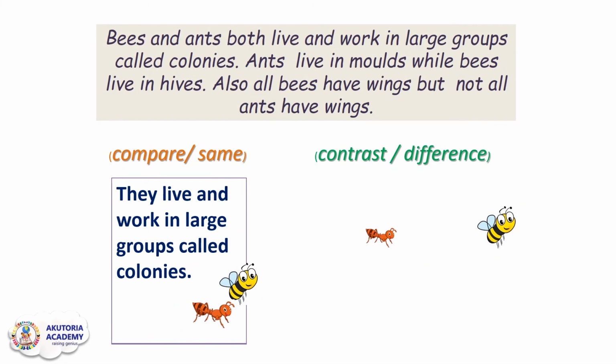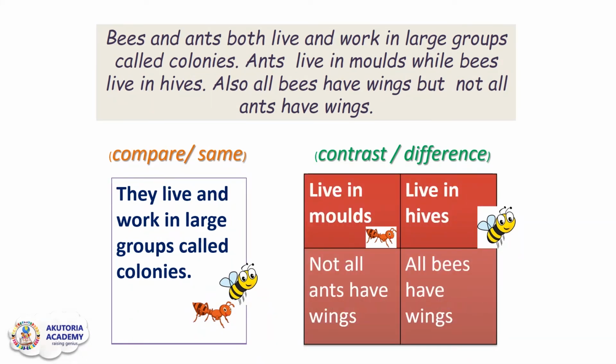But what makes them different? What's the contrast between ants and bees? He said ants live in molds, but bees live in hives. And he also said not all ants have wings, but all bees have wings. That's the difference between ants and bees. So this text is an example of a compare and contrast text structure.